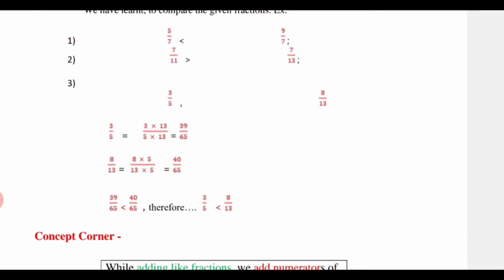So here what is done? 3 upon 5 is multiplied by 13. 13 times 3 is 39 and 13 times 5 is 65, we get. Then 8 upon 13 is multiplied by 5: 8 into 5 and 13 into 5. 8 times 5 is 40 and 13 times 5 is 65. So now we are getting the equal denominator 65. Now it is easy to compare. 39 upon 65 is smaller than 40 upon 65, and that's why 3 upon 5 is smaller than 8 upon 13. In this way we compare the fractions.